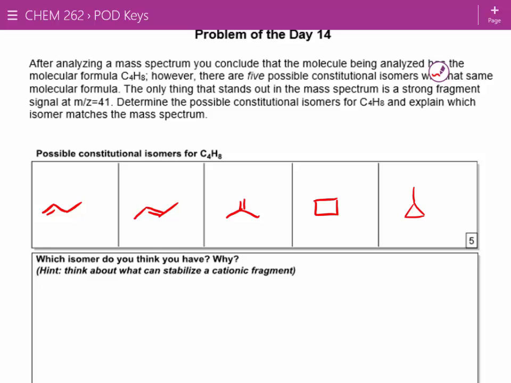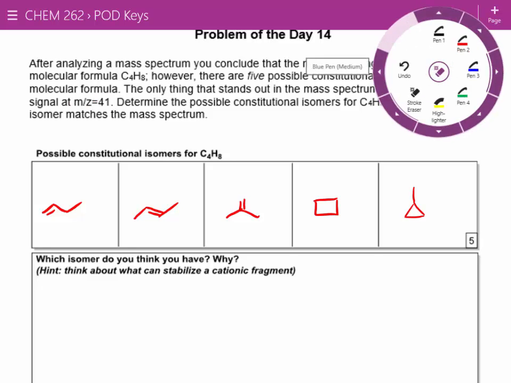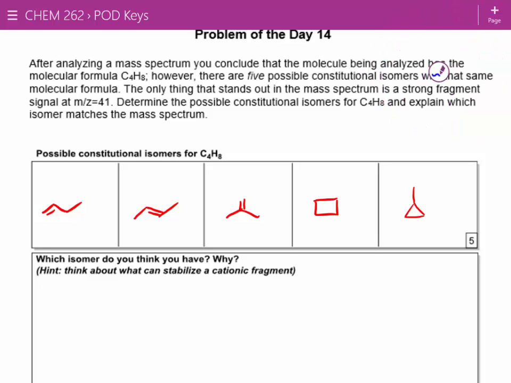So in the instructions, it said that there was a really strong signal at a mass to charge ratio of 41, which means we lost how much mass from our parent ion? We lost 15, which corresponds to a methyl ion. So if we look at this, we can circle a methyl radical that could pop off from each of these. And we could say, all right, that one could pop off, this one could pop off, this one could pop off. What about with cyclobutane?